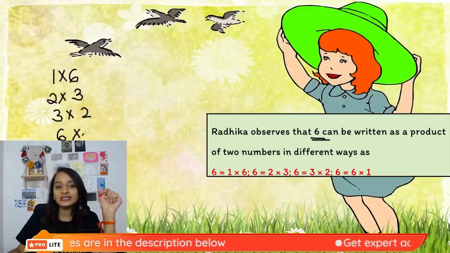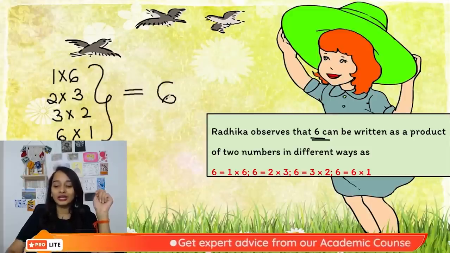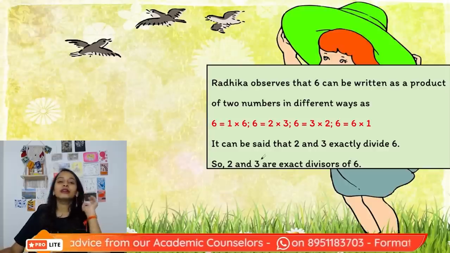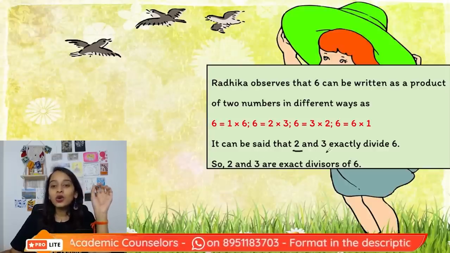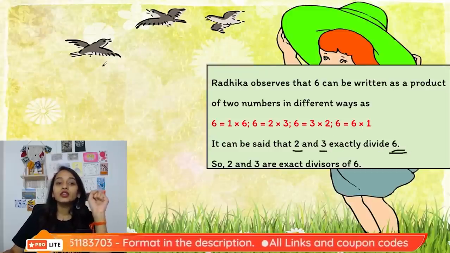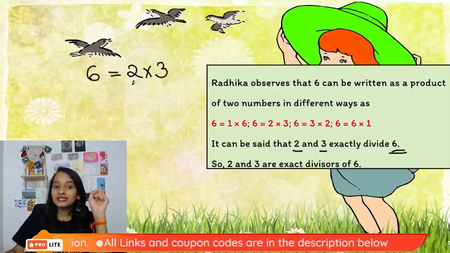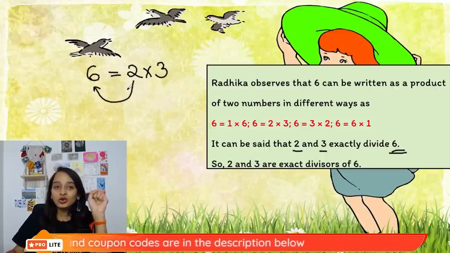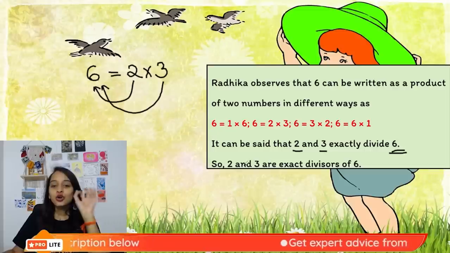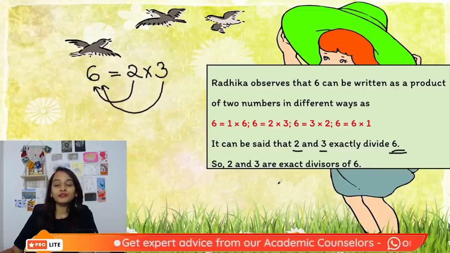6 into 1. These are the different ways in which you can write the number 6. Very interesting, right? So, it can be said that 2 and 3 exactly divide 6. Why? You can write 6 as 2 multiplied with 3. So, 6 can be totally divisible by 2. 6 can also be totally divisible by 3. So, 2 and 3 are exact divisors of 6.